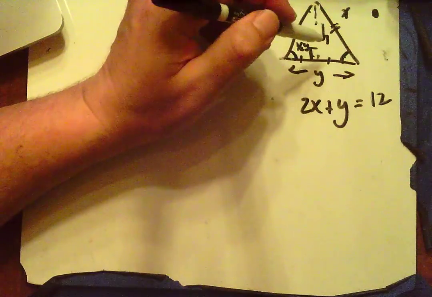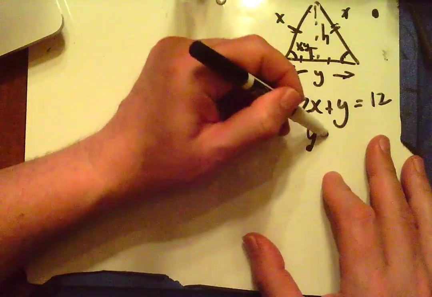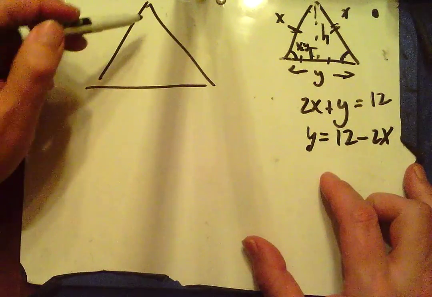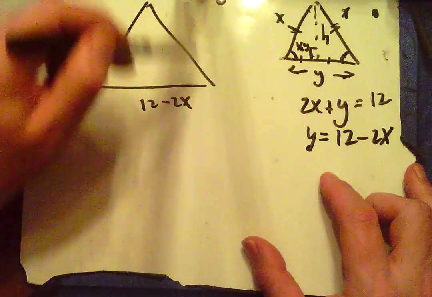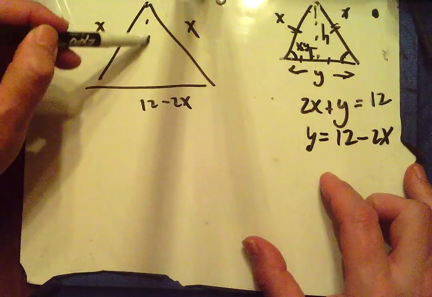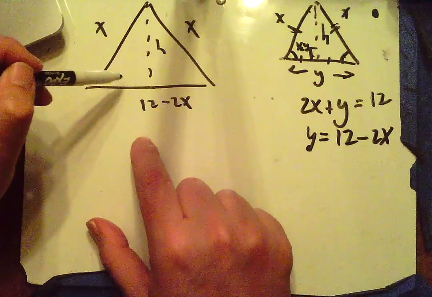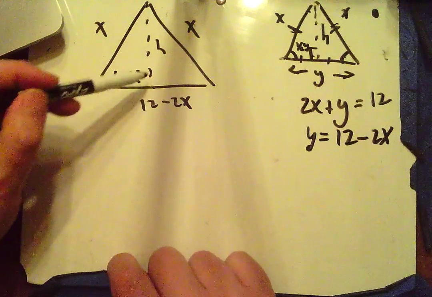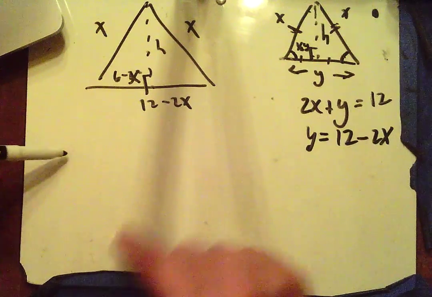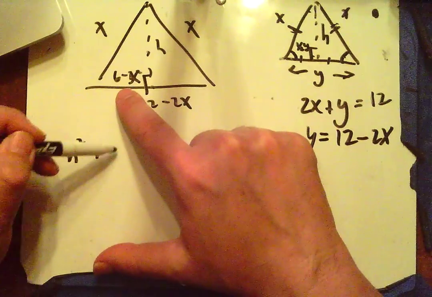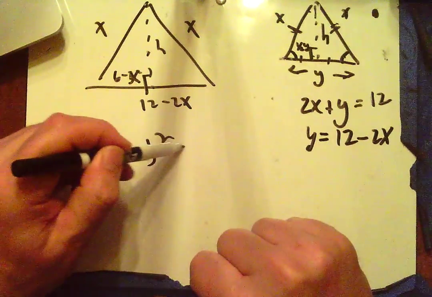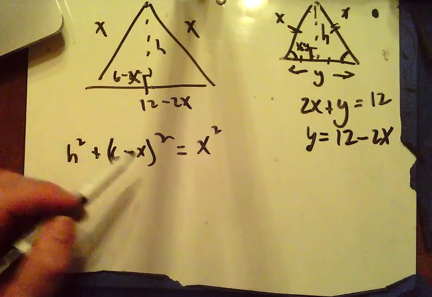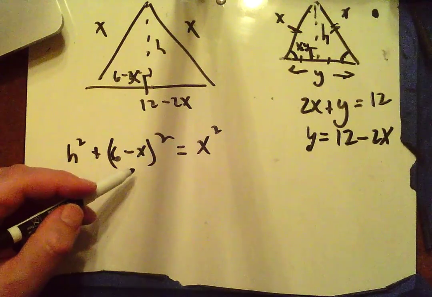But I think instead what I'm going to do is say, okay, y is equal to 12 minus 2x. So when I look at this triangle, this is 12 minus 2x, and this is x, and this is x. And here, since this is half of y, this must be 6 minus x here. So now I do feel like I can use the Pythagorean theorem and say h squared plus 6 minus x squared equals x squared. And we'd like to solve this equation for h, but I'm going to have to FOIL here first. So let's do the foiling.